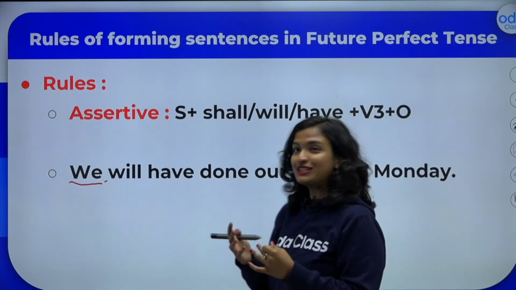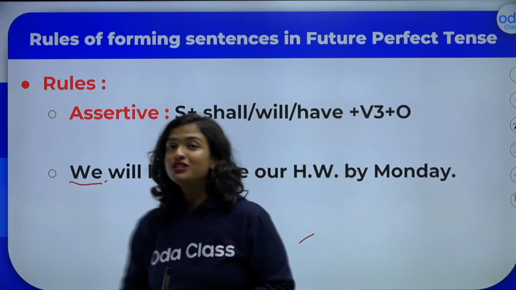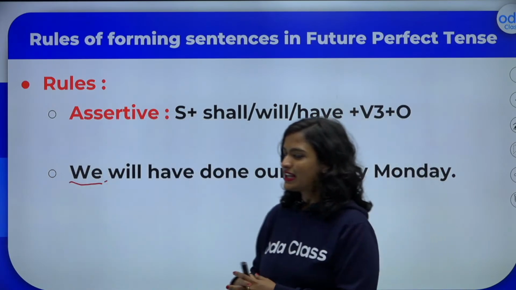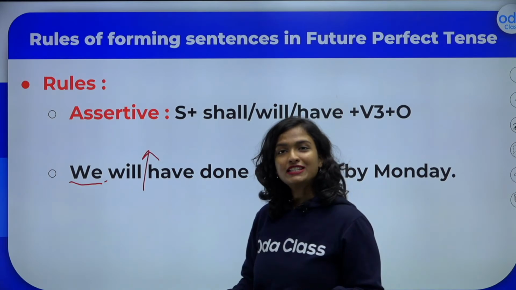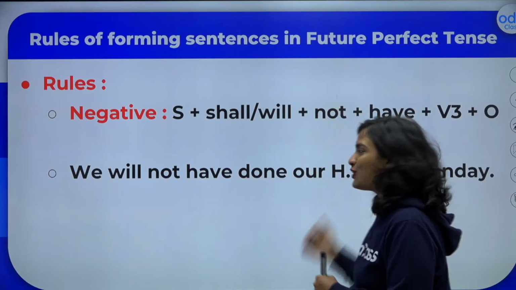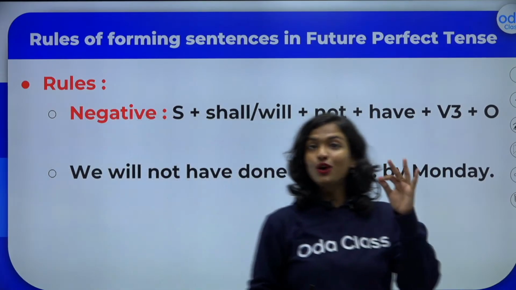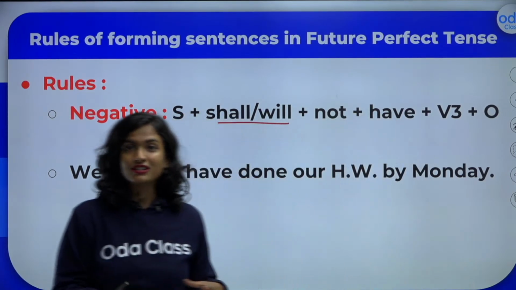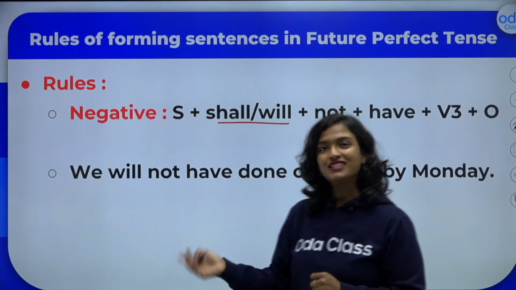And I'm sure that you can guess by now, students, what happens when we negate this sentence? Where will we put our negation word not? As you might have guessed, students, we will use the word not after our helping verb, same as our first few tenses, right? So, we will get, we will not have done our homework by Monday. Alright? Just put the word not between your helping verb, shall or will, and the next verb, which is have. Every single time, students, we simply have to use will not have or shall not have.